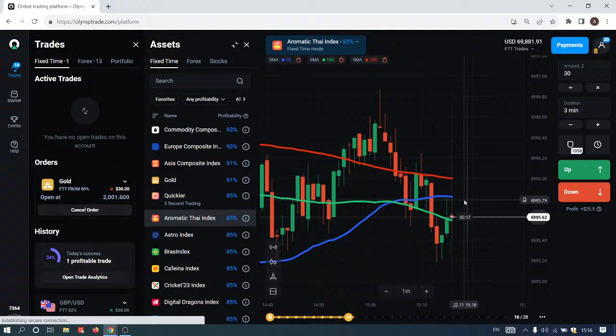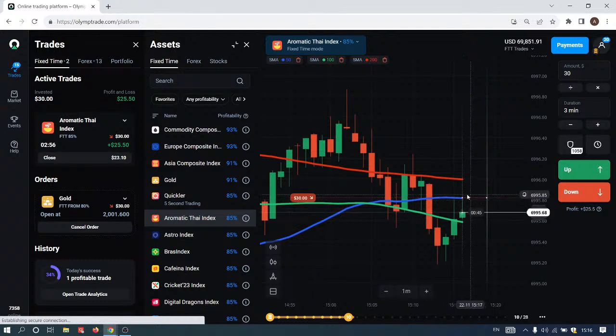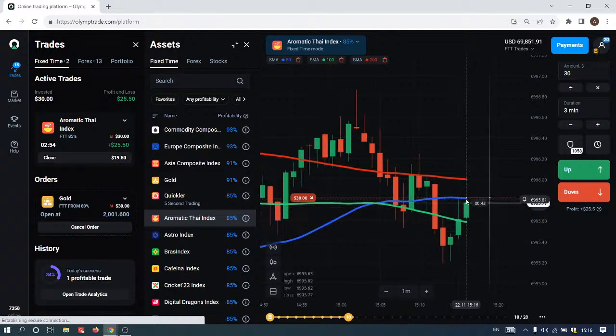Now here is a similar story with the aromatic tie index, and now the blue line here, the 50 SMA, right here it is. So that's my entry, so downwards. The main point of this strategy is that you want to open trades as close to your SMAs as possible, right? So you don't want to open trades in the middle of the range, in the middle of a corridor, in the middle of, I don't know, somewhere here, right?